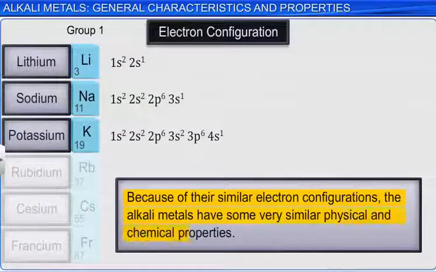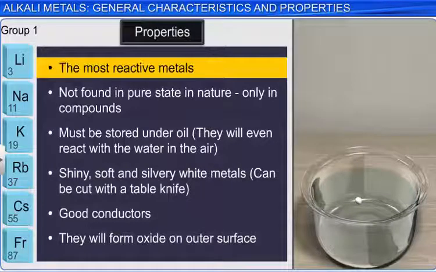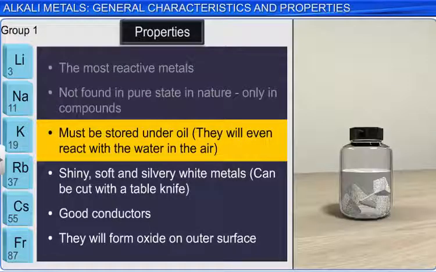The group 1 metals are the most reactive metals known. In fact, they are so reactive that they are never found in their elemental state in nature, only in compounds. Since they all react with water, they must be stored under oil, as shown in the illustration. They will even react with water in the air.